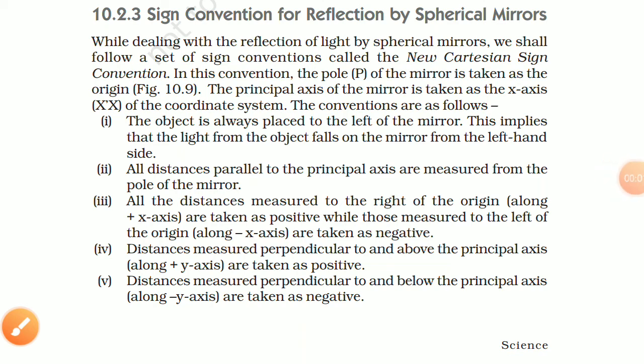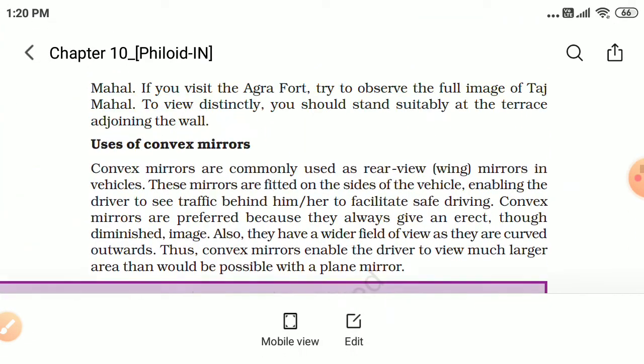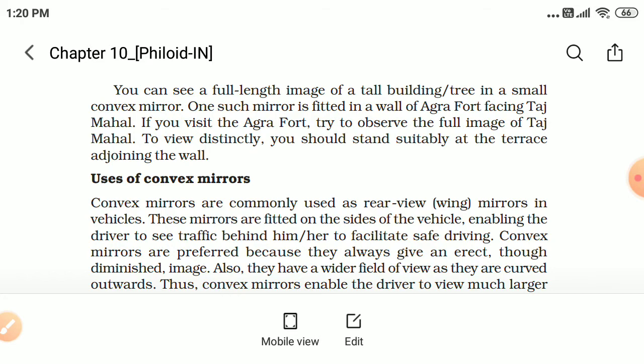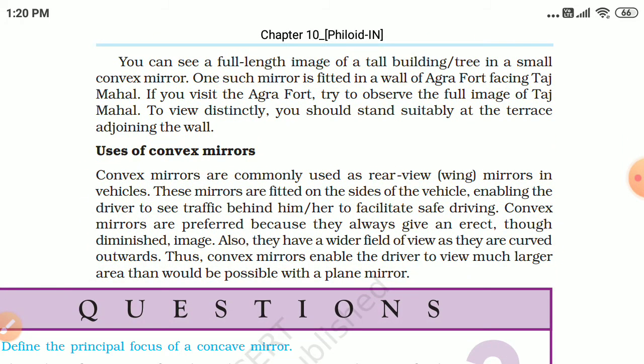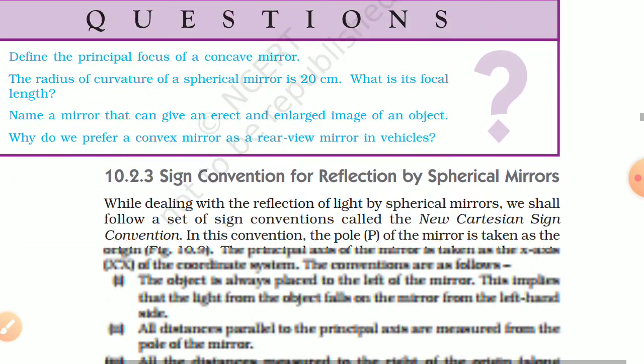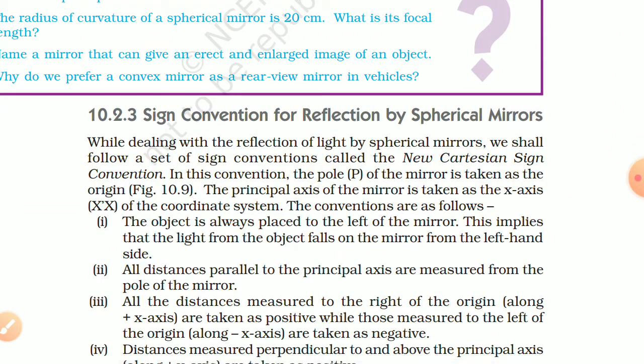Hello and welcome to the new video of Standard 10 Science Chapter 10. In the last video we discussed image formation in a convex mirror and the uses of convex mirrors. Now the next theory, which is 10.2.3, is the sign convention for reflection by spherical mirrors.